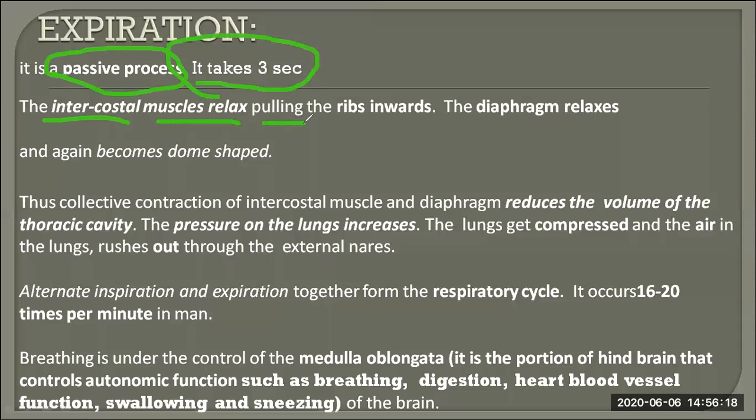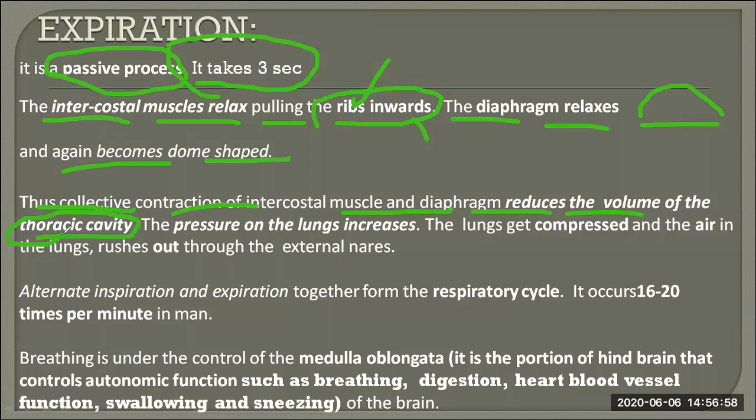The intercostal muscles relax. I had already told which muscles: the external intercostal muscles get relaxed, and when they relax, the ribs are pulled inwards. In the case of inspiration, the ribs pull outward. Now the diaphragm relaxes and again becomes dome shaped. We saw the diaphragm in a flat shape; now it relaxes and forms a dome-like structure. Thus the collective relaxation of the intercostal muscles and diaphragm reduces the volume of the thoracic cavity.